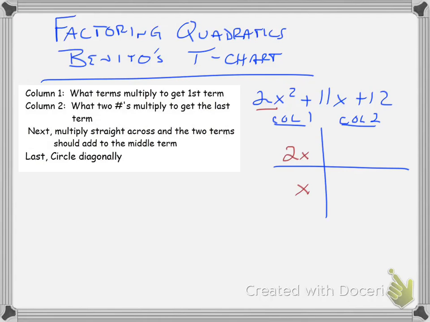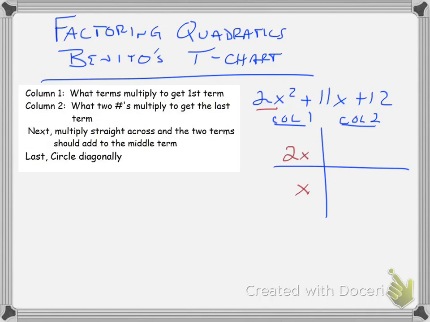If it was 4, I could have 2 times 2, or I could have 4 times 1. Either one of those may be the correct one. So you have to find the right combination of numbers that satisfies all of these parts to it. The second column just multiplies to be the 12, and this is where it's different than the AC method. Okay? So here I have the option of 12 and 1, 3 and 4, or 6 and 2.